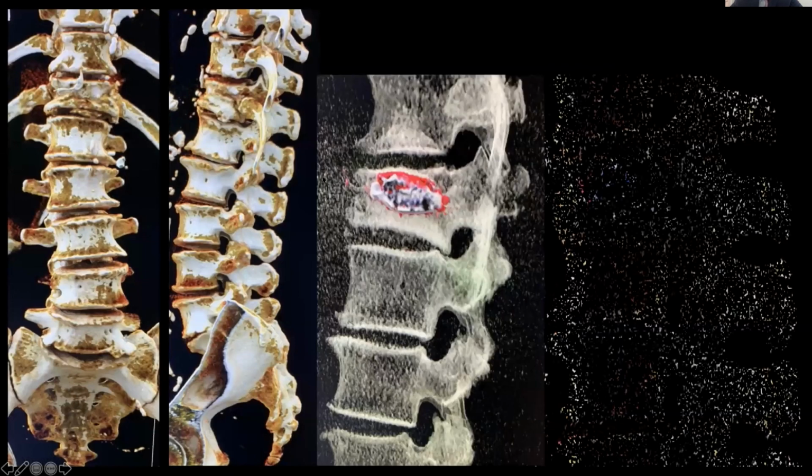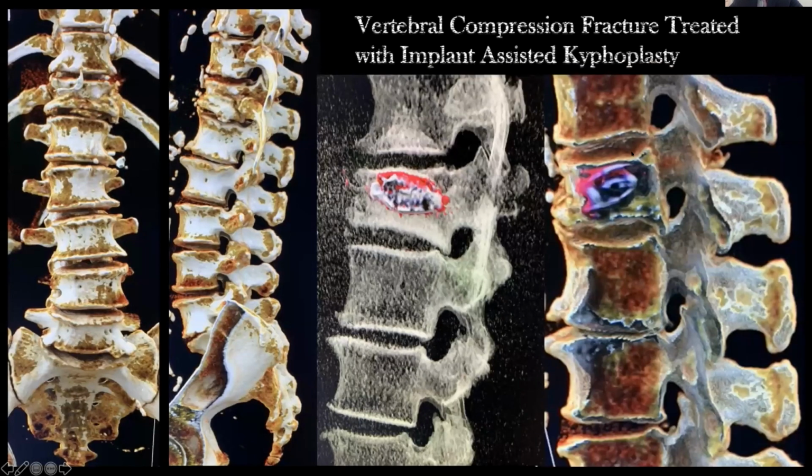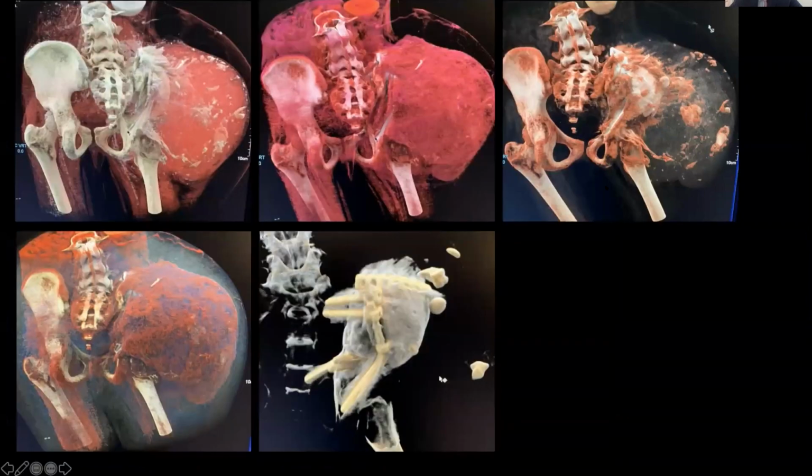I think I showed you this earlier, an example of a vertebral compression fracture treated with implant-assisted kyphoplasty. An example of maybe a little bit out of the spine, in the pelvis, an aneurysmal bone cyst, which was treated with internal fixation and repair, and required more than one surgery, and you can get a sense of where your hardware lies relative to the remaining tumor and the remainder of the anatomy.